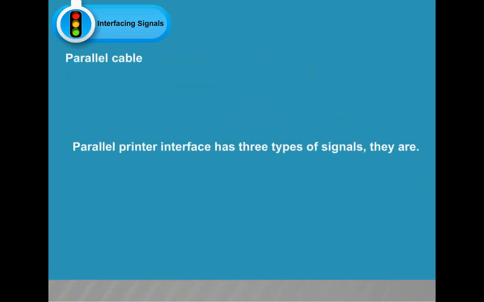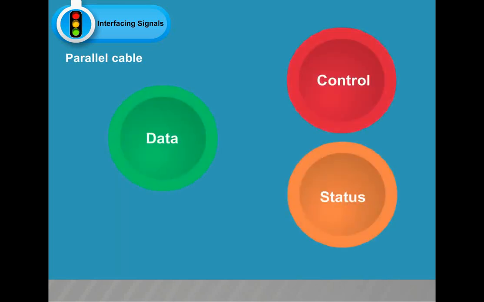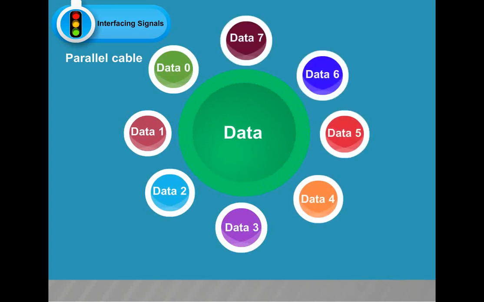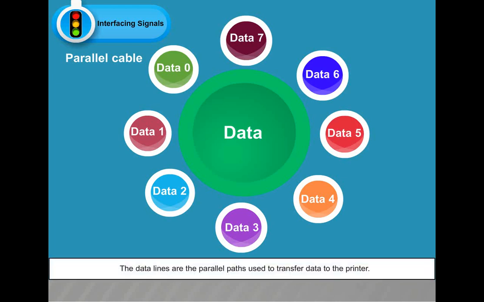Parallel printer interface has 3 types of signals. They are data. There are 8 data signals available such as data 0, data 1, and so on up to data 7. The data lines are the parallel paths used to transfer data to the printer.